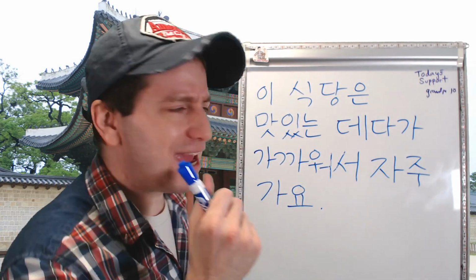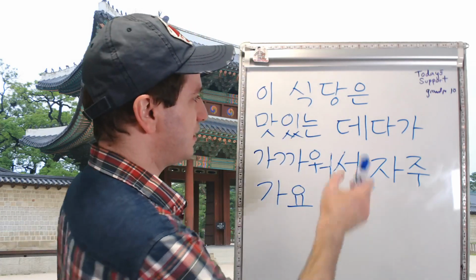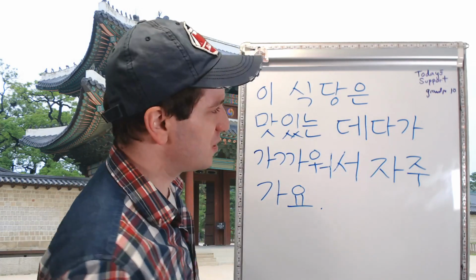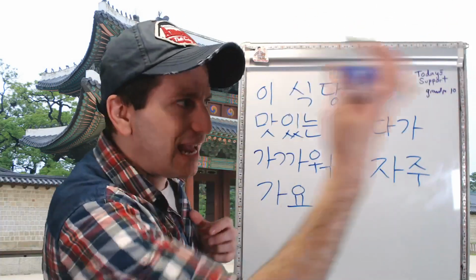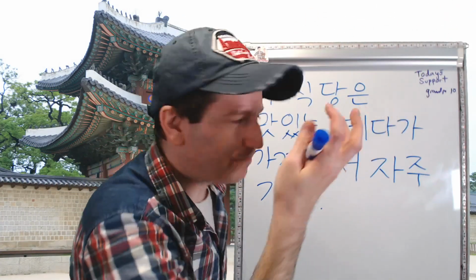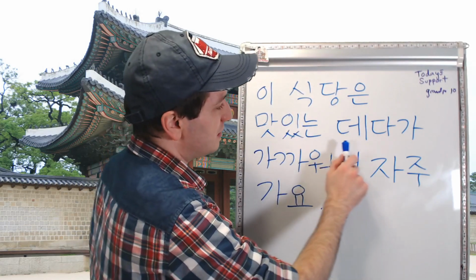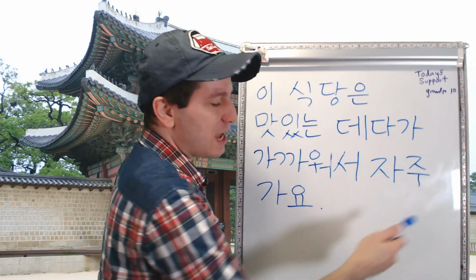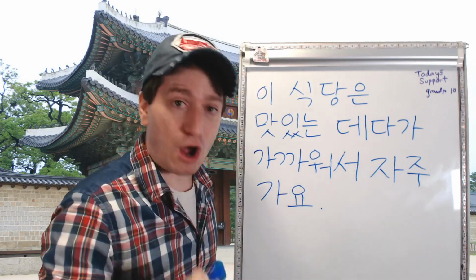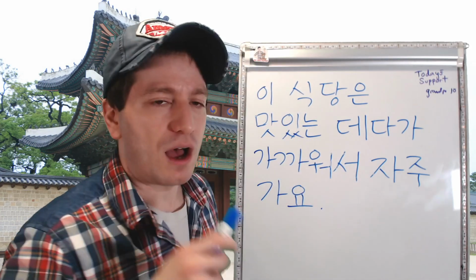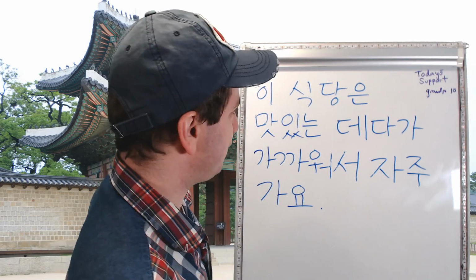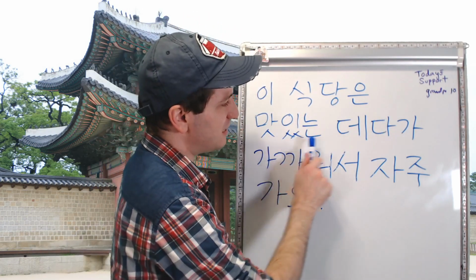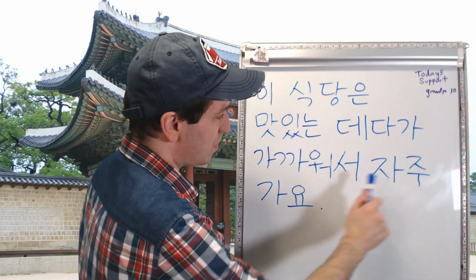So here we have an A, 맛있어요, it tastes good. B, 가까워요, it's close. So we have A, it tastes good. But even, it's close. And that makes a big difference. 이 식당은 맛있는 데다가 가까워서 자주 가요. So I go to that restaurant often because on top of being delicious, it's close by.